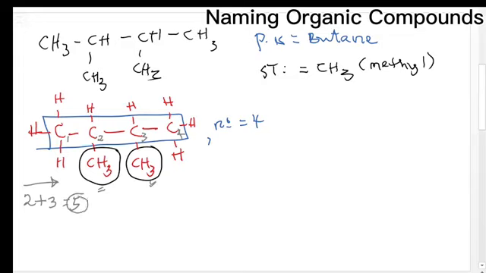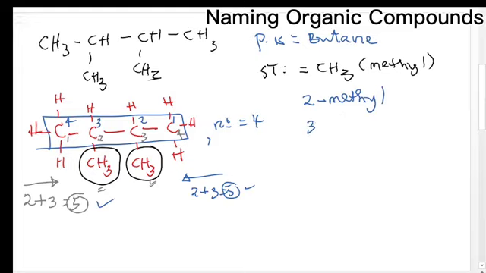Now if I take the other direction, from right to left, this is carbon 1, carbon 2, carbon 3, carbon 4. The substituents are on position 2 and position 3, which is also 5. So whether I go from left to right or right to left, it's the same numbering, so I can take any of the routes. Now I have a methyl on position 2, so I have 2 methyl. Then I have another methyl on position 3, so I have 3 methyl.